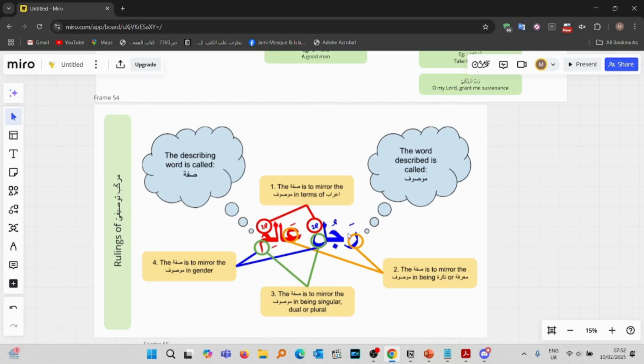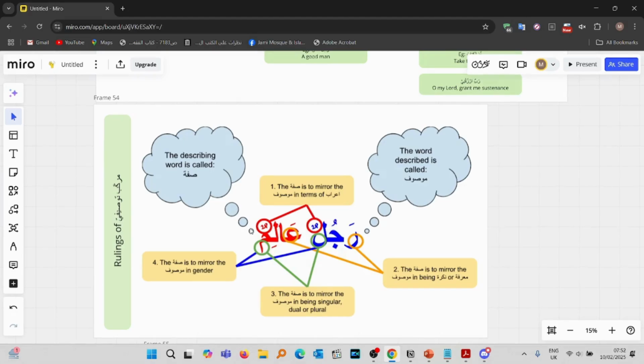This is when you have two parts. You have the first part being the mawsuf and the second part being the sifa. What is the mawsuf? Mawsuf is the word that is described, and the sifa is the description or the adjective, you could say. So the word that is being described is called the mawsuf, and the adjective, the description, is called the sifa. First comes the word that is described, and then the adjective.